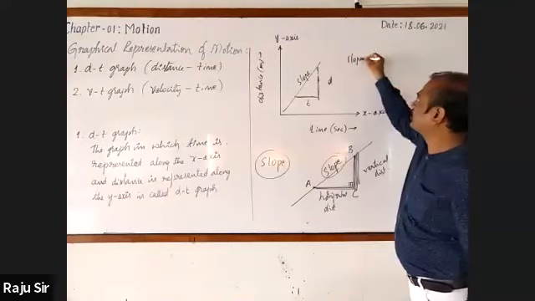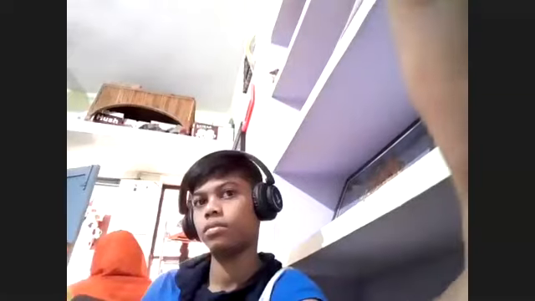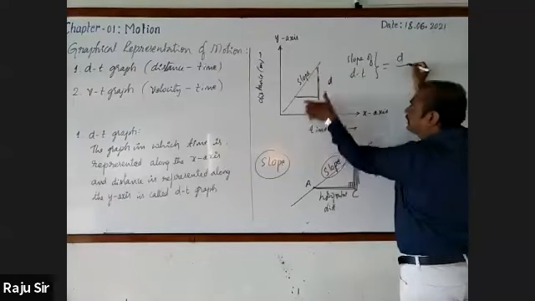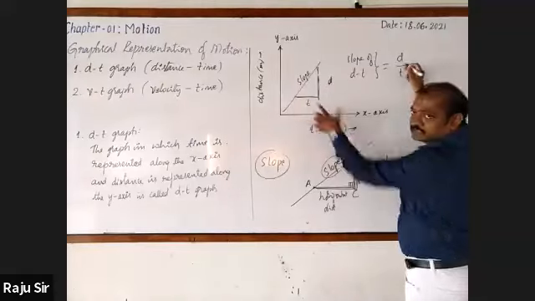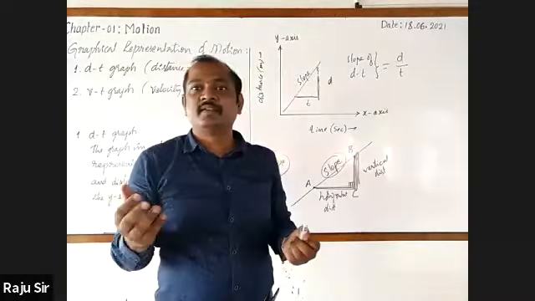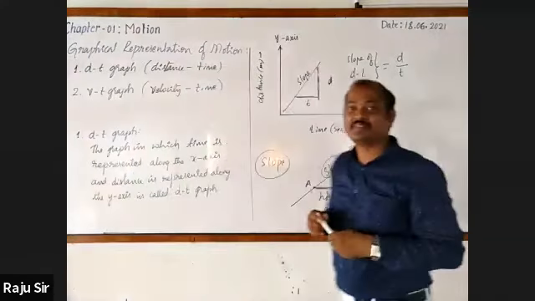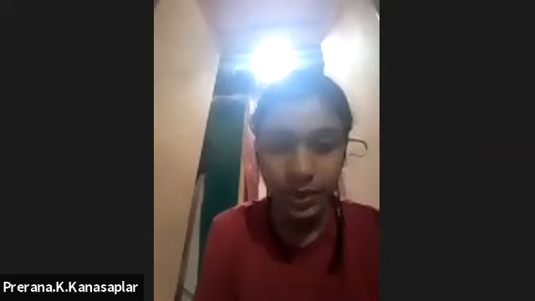Look at slope of dt graph. Slope of dt graph is equal to vertical distance by horizontal distance. Can I write d by t? Yes, sir. What is d by t? Distance by time. Distance by time is speed, or velocity. d by t is speed.